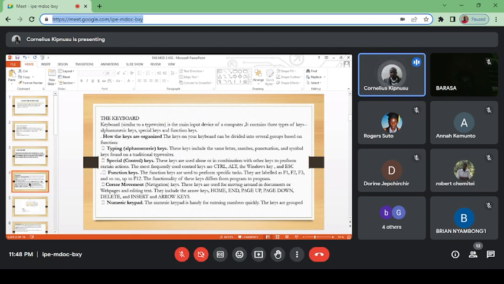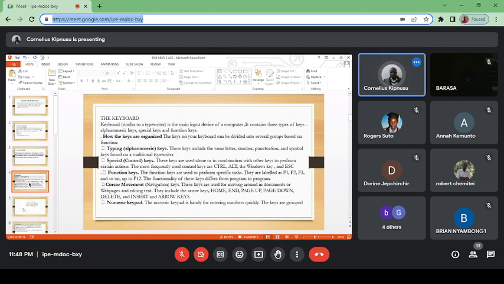Can we have somebody reading for us what typing or alphanumeric keys are? These keys include the same letter, number, punctuation, and symbol keys found on a traditional typewriter. These are used for typing letters or numbers, punctuation, or other symbols.